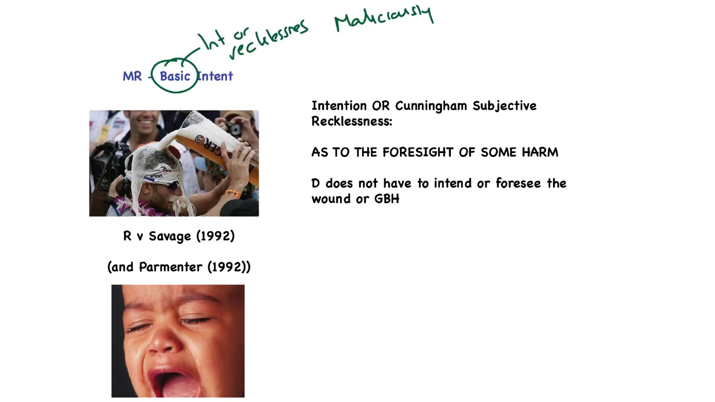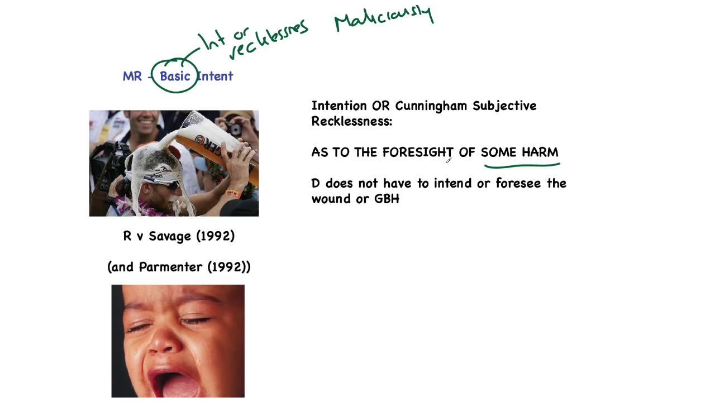Section 20 is a basic intent crime. It is the intention or subjective recklessness as to the foresight of some harm. The defendant does not have to intend or foresee the actual wound or GBH. If I was to punch somebody in the face and I only wanted to give them a bloody nose to warn them off, yet as part of that I fractured their skull, providing I can see either intentionally or recklessly that there is going to be some harm, if the result is grievous bodily harm, I will become liable for the section 20 offence.